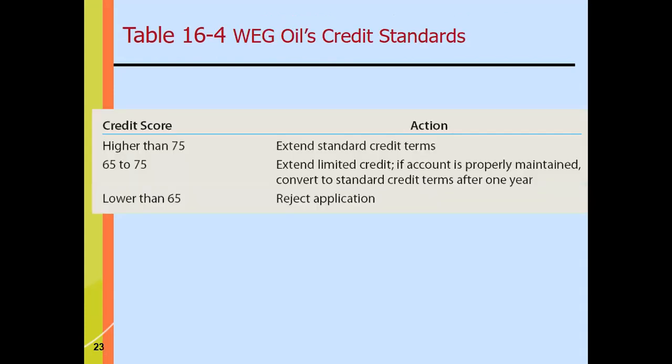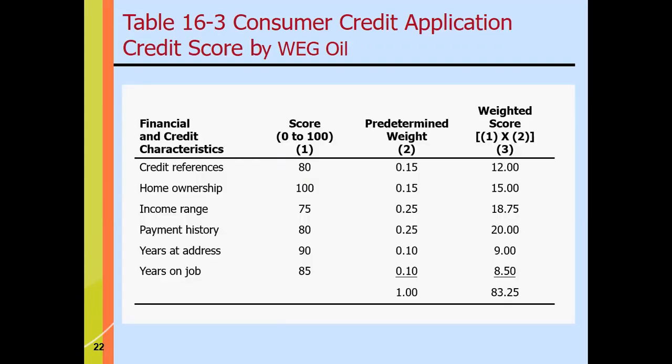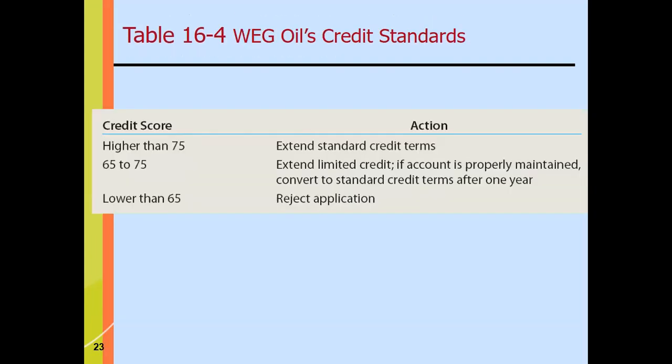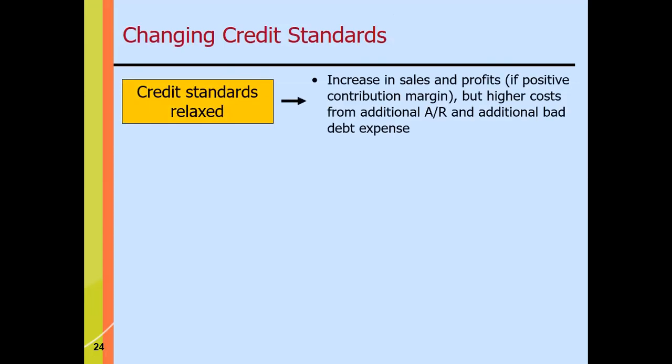So this is the standard of the company. In fact, it is really higher than 75 a while ago. That's 83.25%, or 83.25 points. So the action is to extend standard credit terms, similar to what we've said a while ago. Now, what about if we change our credit standards?